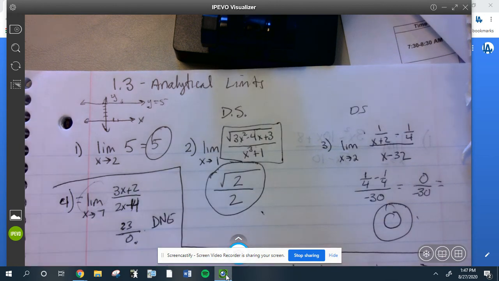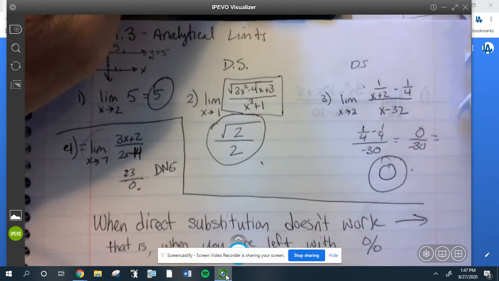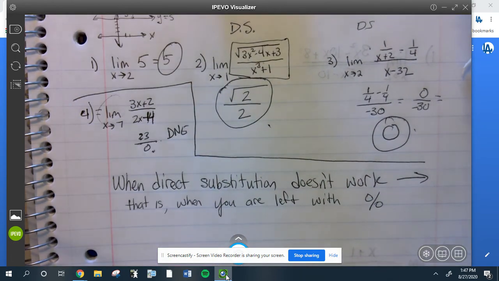So the only time you're going to have to do any work is when direct substitution doesn't work. That is when you are left with 0 over 0 when you use direct substitution. So the next videos will show you an example, actually 3 examples of that. So stay tuned.